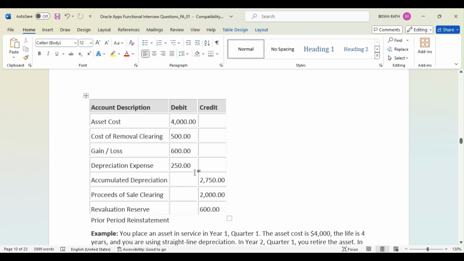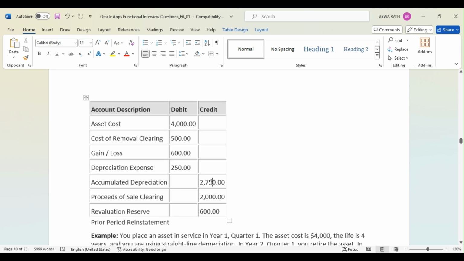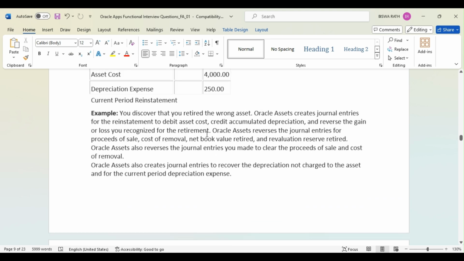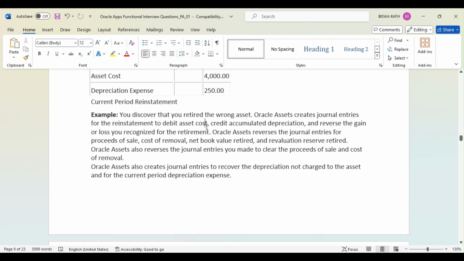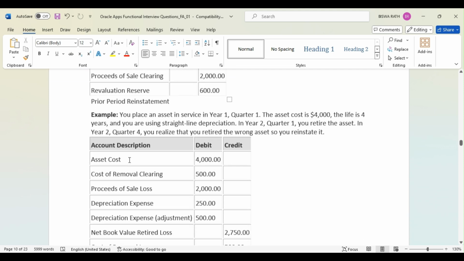Okay, so the accumulated depreciation done so far to the asset has been credited 2750, proceed of sale clearing 2000, and revaluation reserve 600. Try to analyze this entry. This is similar to other entries, only some scenario has been changed. This is a retirement entry only. Okay.